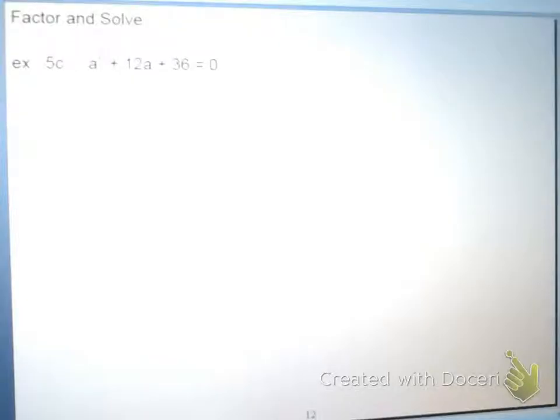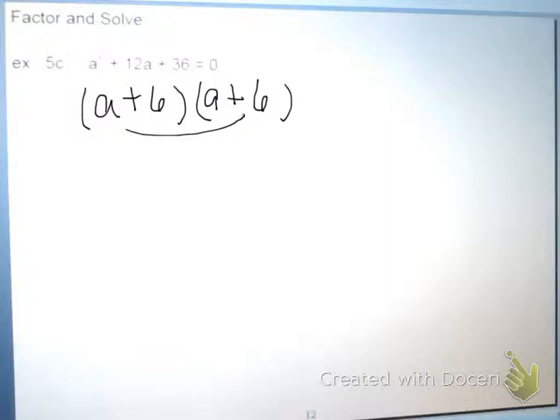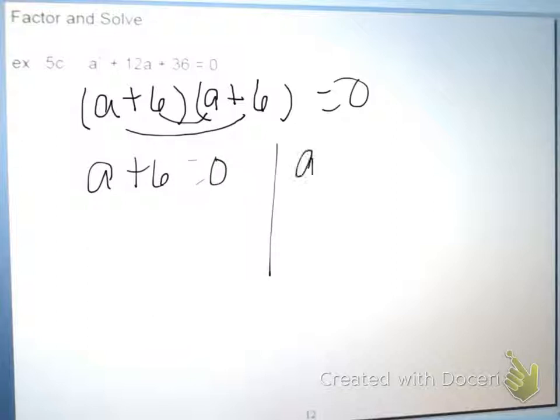Example 5c, I don't have a GCF, but it looks to me like this is a perfect square trinomial that factors into two identical binomials, where both signs are going to be positive. Square root of 36 is 6. Let's check it. 6a and 6a, which is 12a, and that's my middle term. So now I'll just put each one equal to 0. So a is equal to negative 6.